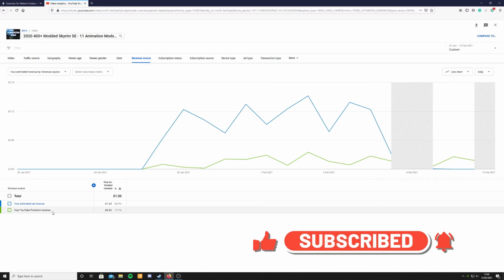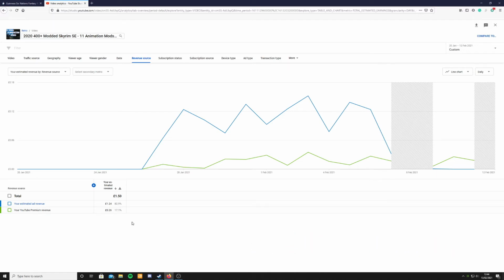The YouTube Premium revenue basically means that anyone that has YouTube Premium, if they watch one of your videos, you get a slice of that premium revenue, which is really nice because it's basically free revenue. But I mean, that's not reliable, is it? Unless you've got a viewer base that has YouTube Premium. I don't know anyone who has it.